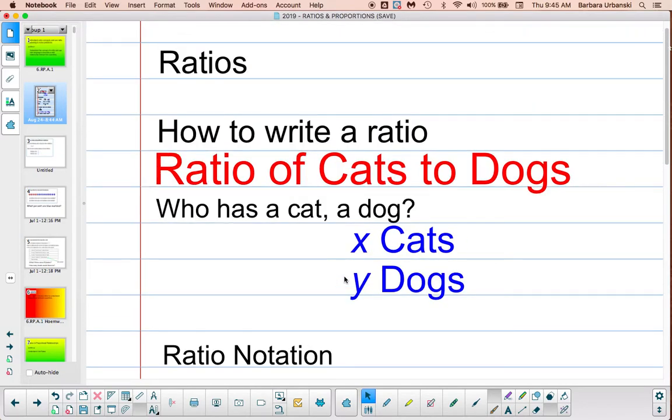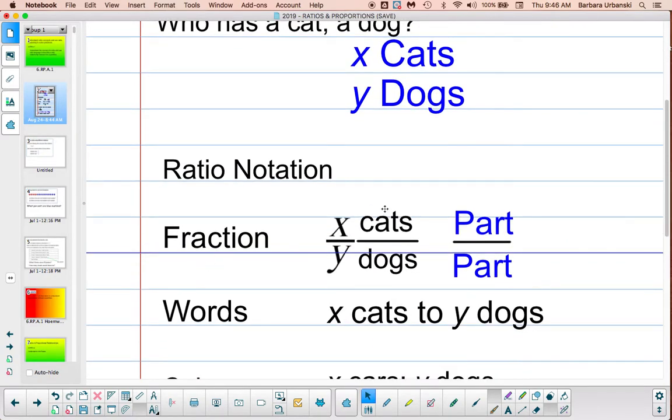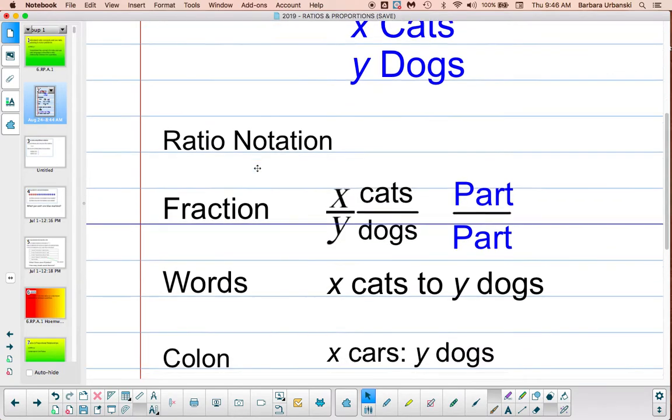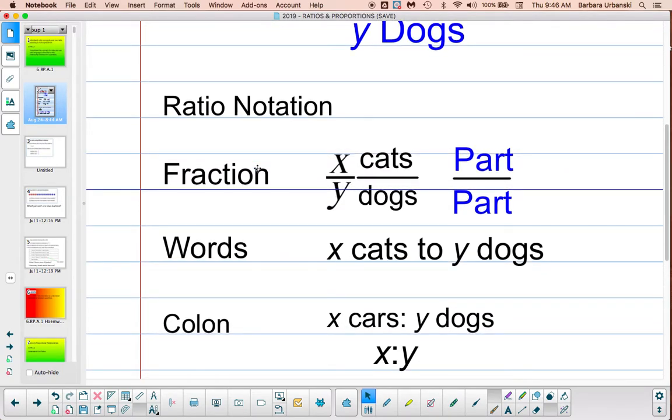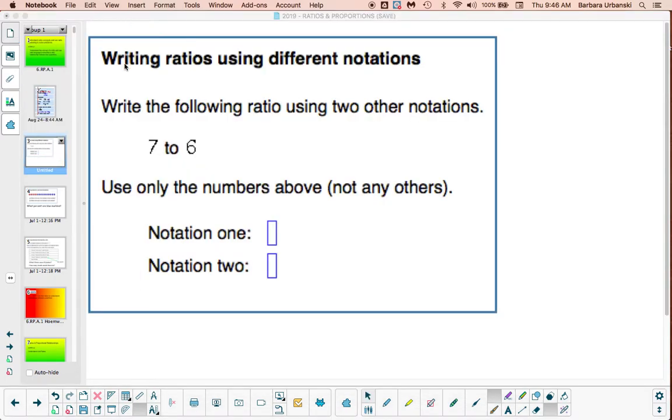The big deal in writing a ratio is if they say to you the ratio of cats to dogs, then that means you have to list the cats first and the dogs second. If it would have said dogs to cats, in the ratio notation, the dogs would have been listed in the numerator, cats in the denominator. So that's real important to understand. And the other thing to make sure that you understand is you can take the words, for instance, on this.